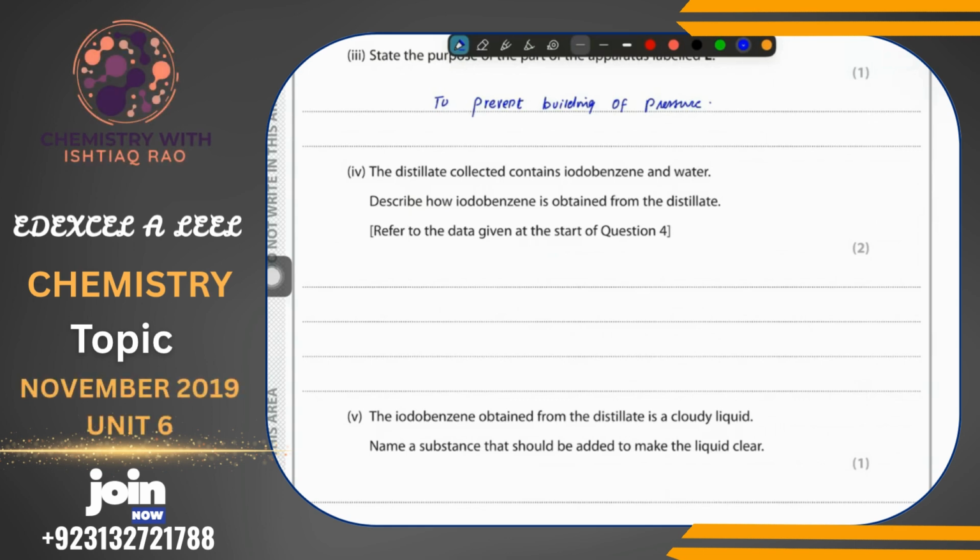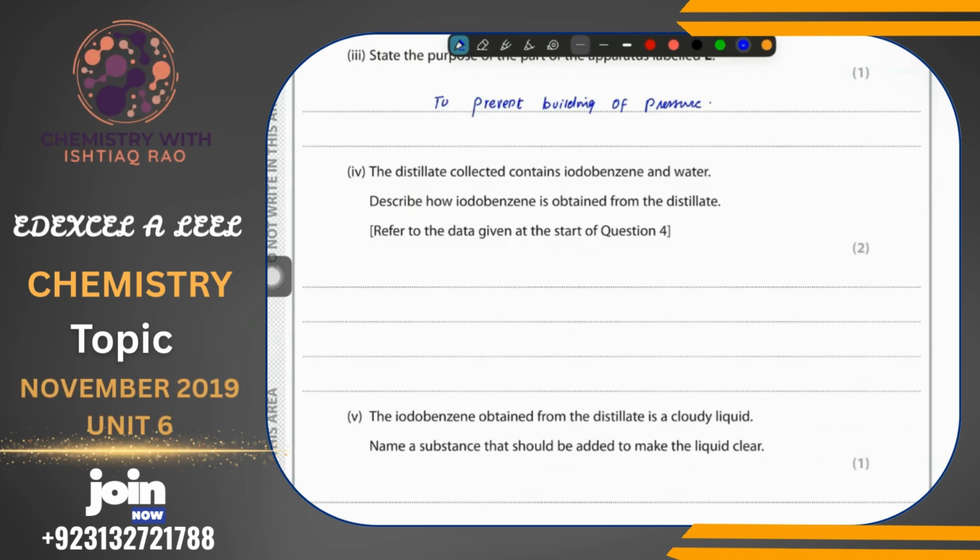Both are liquids, but we can transfer to the separating funnel because one is organic and one is aqueous. One has a lower density, another a higher density. So they will form layers, as they are insoluble in each other. That's why we use a separating funnel, and once the layers are formed, you can separate them very easily. It's 2 marks.